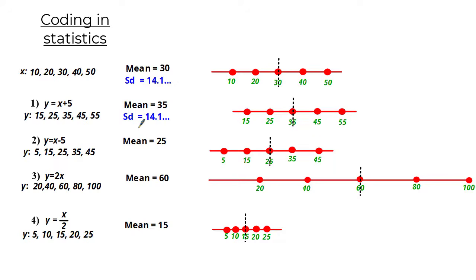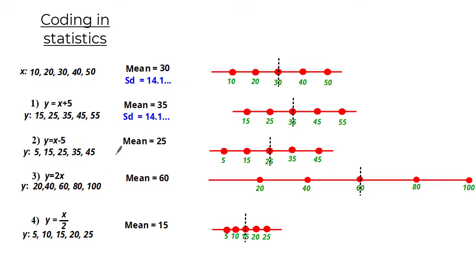Now we know that the standard deviation is a measure that shows the spread of data around the mean. So looking at this diagram that we've drawn, although the mean has changed, we can see that the distance between these different data points around the mean hasn't actually changed. And that's why we got exactly the same standard deviation as the original data.